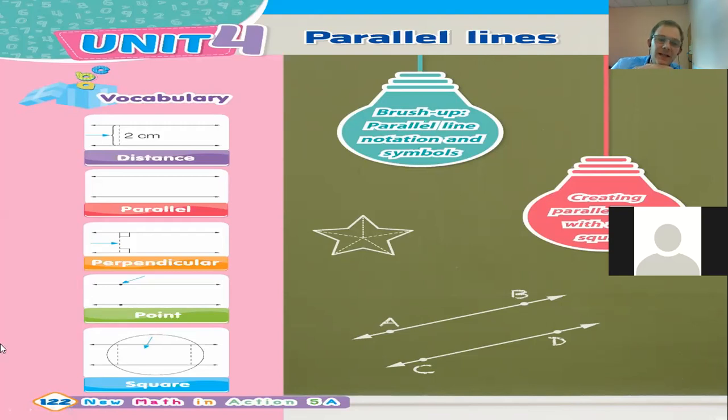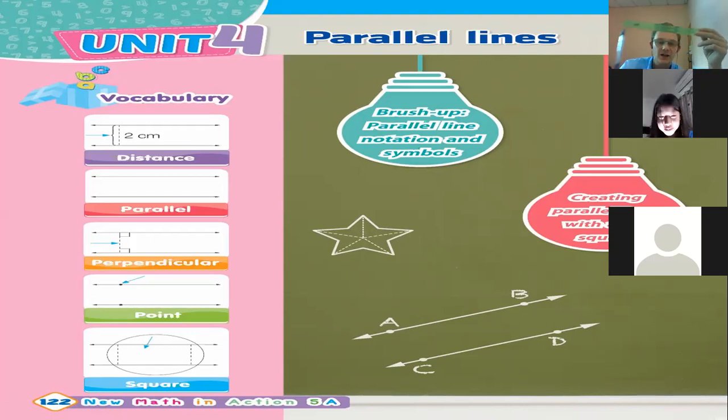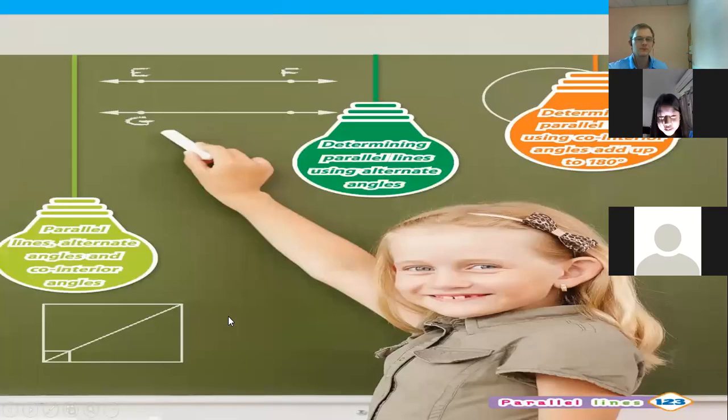The next one, a very nice big word, is perpendicular. Now this one's very interesting because perpendicular lines always meet at right angles, so at 90 degrees. If you want to draw a line perpendicular to the ruler, that line will be exactly straight down like this to form 90-degree angles. And the last one is a square. Now, I don't know why they drew a rectangle here, but it's supposed to be a square.